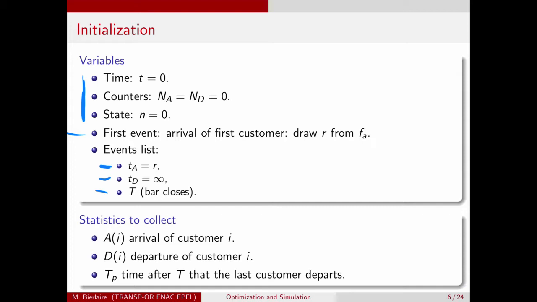Good. So we have seen the variables, the events. Now, what are the statistics that we will collect? Basically, we will record each time a customer arrives in the bar, each time a customer departs from the bar, and we will also record the time at which Rico will leave the bar after having served all the customers. Okay, so that's what we need to initialize the system.